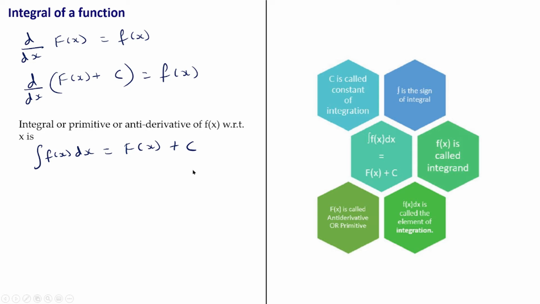Now we will see the various terms that are here. C is called the constant of integration. This integral is called the sign of integration. Integral f of x dx is equal to F of x plus c. In this, f of x is called the integrand. This capital F of x is called the antiderivative or the primitive of f of x. And f of x dx is called the element of integration. So these are the various terms associated with integral f of x dx is equal to capital F of x plus c.